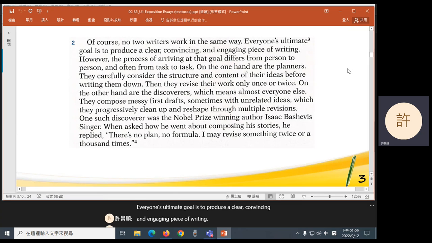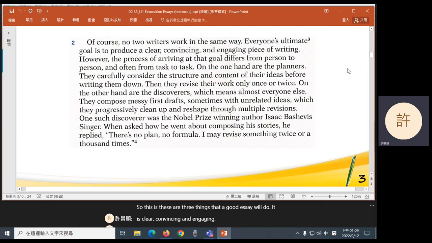So last week we talked about writing in a clear way. Convincing here just means it's believable. When you read it, you can trust what it says. Engaging means, as we just mentioned, that the reader wants to continue reading the essay. So these are three things that a good essay will do. It is clear, convincing, and engaging.